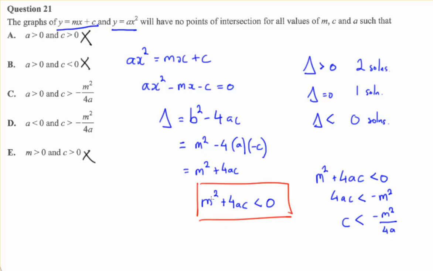Because if m is greater than 0 and c is greater than 0, then this m term can dominate and we'll get a positive solution. So it's one of these. Now, looking here, if a is greater than 0, if a is a positive quantity, then looking here we have c is less than negative m squared on some positive quantity. That's not going to work for us. We want c to be greater than this. We want this.